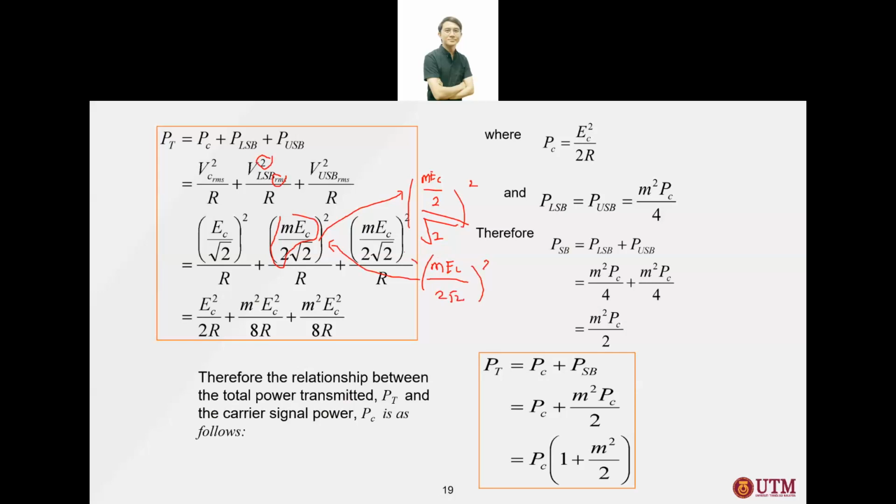Similarly for the upper sideband, and because we follow the power formula over R, that's why you have over R. Normally, if we didn't mention the value of R, again I repeat, you can assume R equals 1. If we mention 50 ohm or 75, we have to use that. After that, the expansion, you have this as the result: EC square over 2R and so on. If you notice they are a bit similar, then we can do some more factorization.